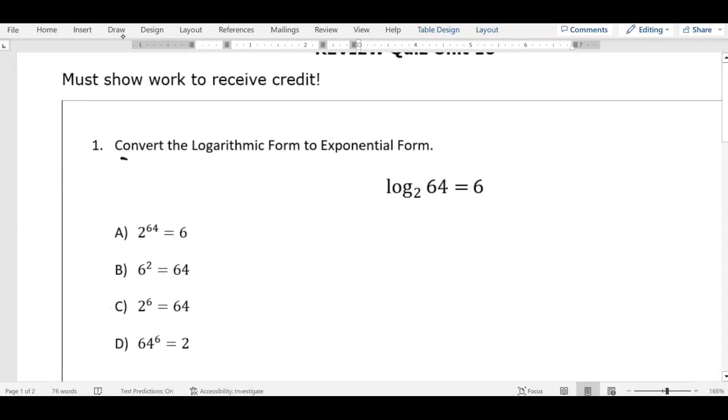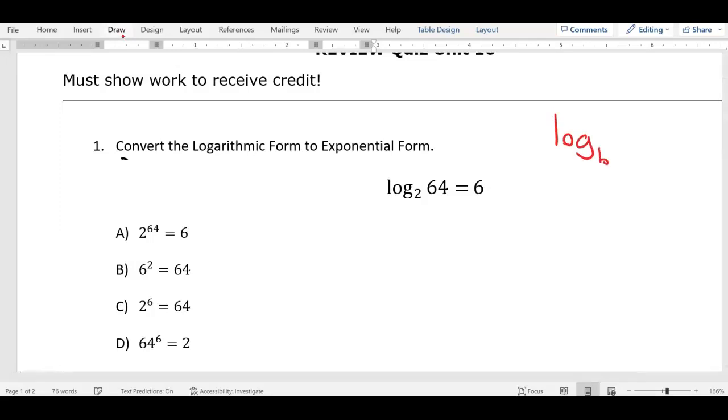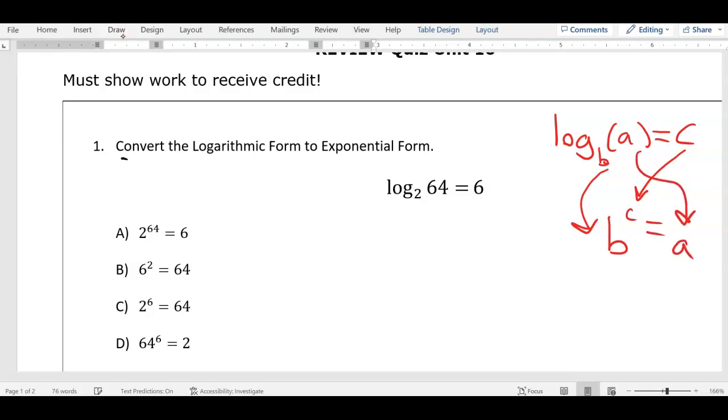Okay, so we've done that before. If you remember, you have log base little b of a equals c, something like this. So remember, the base comes down. This becomes your new exponent, and then it equals this part right here. That's kind of the rule.